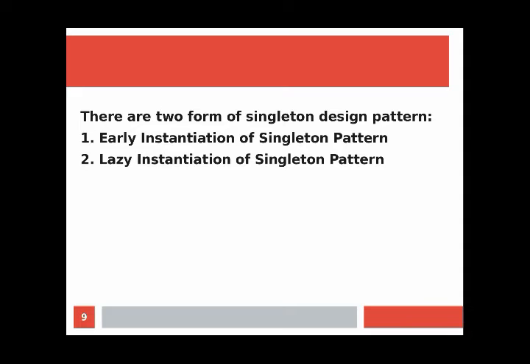We should avoid the instantiation unless the client calls the getInstance method. Also, this method does not provide any option for exception handling. Then the second is lazy instantiation of the singleton pattern. In such a case, we create the instance of the class in a synchronized method or synchronized block.